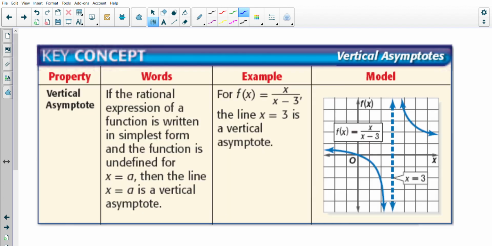Now that creates asymptotes. If the rational expression of a function is written in the simplest form and the function is undefined for x equals a, then the line x equals a is a vertical asymptote, meaning whatever would make the bottom 0 gives us a vertical asymptote. So for x over x minus 3, x equals 3 is the vertical asymptote, because it would make the bottom 0. So x cannot become that value.